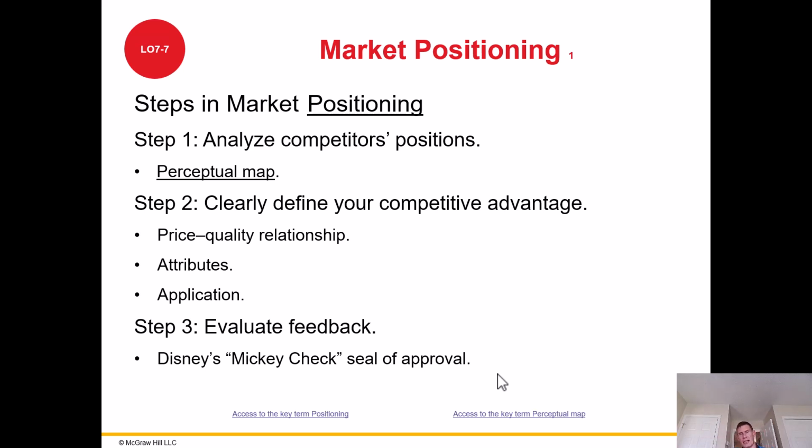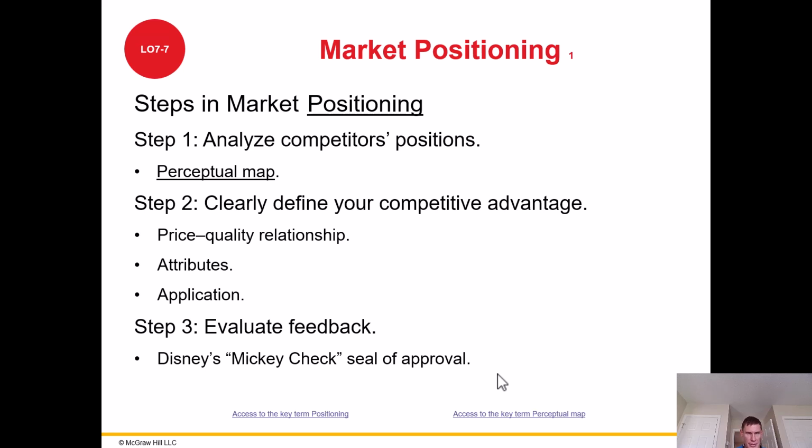Step two is to clearly define your competitive advantage. We could look at things like price quality relationships, other attributes, and how we're going to apply those attributes. Because if we're not going in there with a defined competitive advantage, and bear in mind, part of a competitive advantage is that you can sustain it, if we're not going in there with that clear goal and clear vision, then it's likely not going to work. And step three is evaluate feedback.